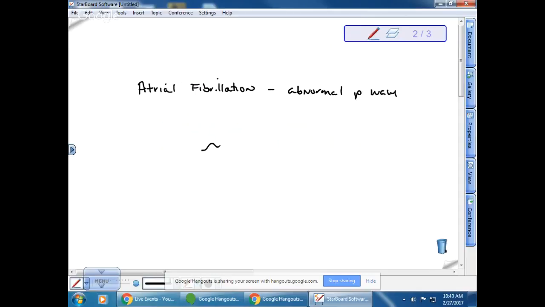So it could look something like this, and then you have QRS, and then T, and then you'd have something like that, QRS. This is a really common thing that people have, and it is called AFib. Older people always talk about their AFib, and sometimes it is referred to as palpitations. When your grandma talks about her palpitations, this is what happens.